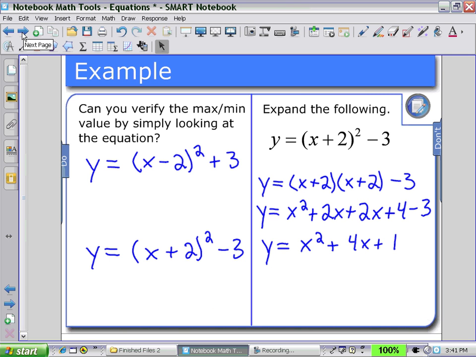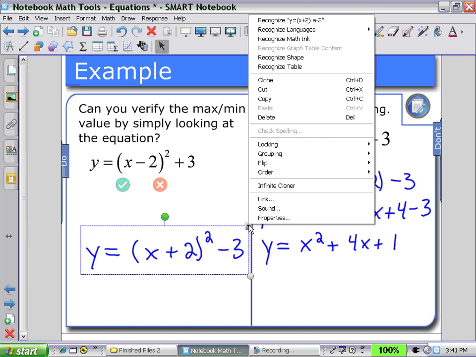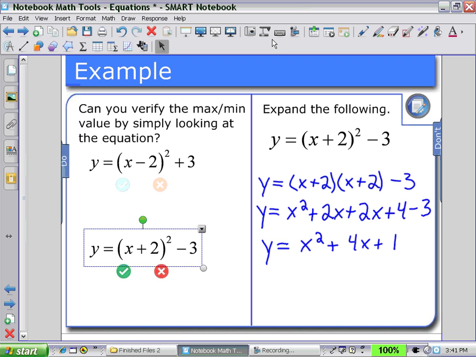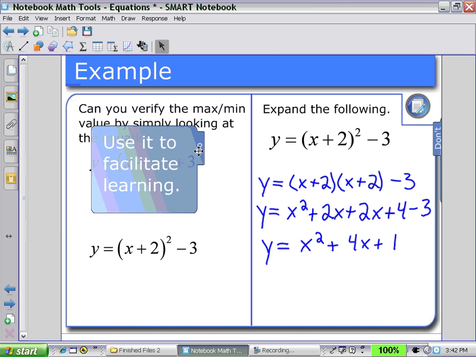Here's an example of how this might be used. There are some do's and don'ts. First example: can you verify the maximum or minimum value by simply looking at the equation? Now this may be a little confusing for students when they see it in writing, but as I start to use the tool to recognize the expression or the equation for both of these, it might make it easier for the students to recognize the values required to answer this question. And so now they can see when they're looking for the extreme values, they've got a +3 and a -3 quite readily. So one of the do's is that it is useful to facilitate learning.